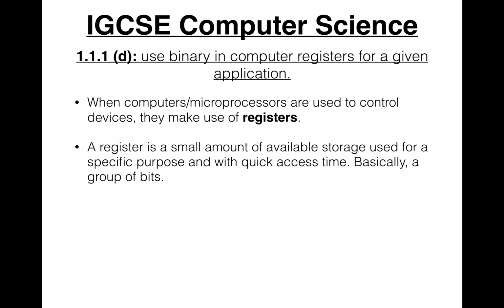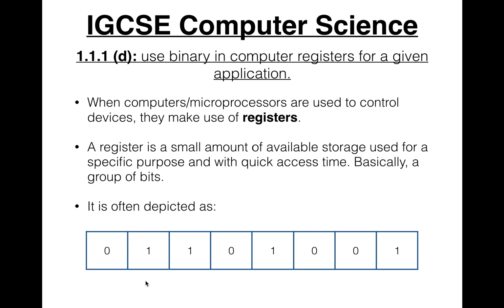A register is a small amount of available storage used for a specific purpose, and with quick access time. So basically, a group of bits. If you remember binary from the last video, data is stored using bits, bytes, kilobytes, megabytes, and so on. Remember that it's all a bunch of ones or zeros, a bunch of bits. So a register is basically a group of bits. It's often depicted as something like this. So we'll look into it right now.